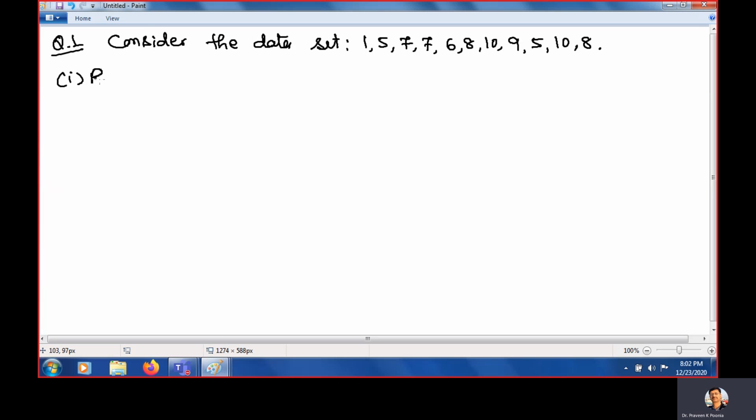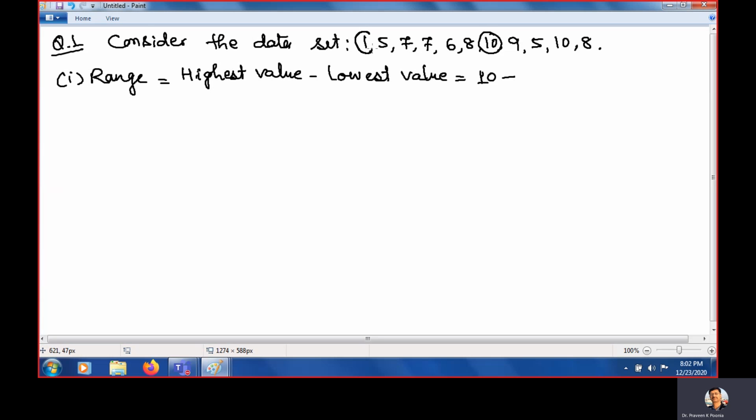So what is the first one? It is the range. How do we calculate the range? It is the highest value minus the lowest value. And what is the highest value here? You can see the highest value is 10. And what is the lowest value? It is 1.